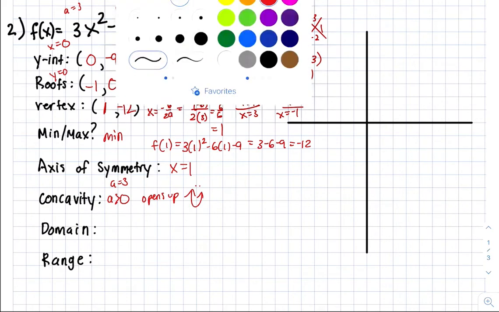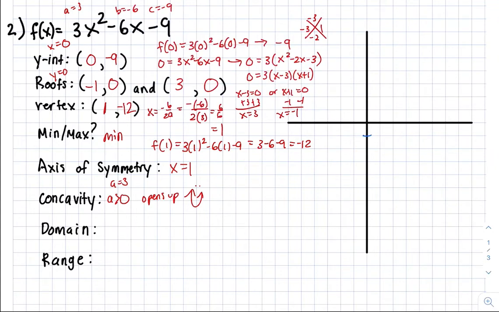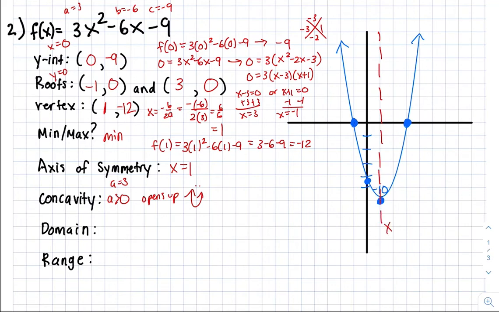Okay, so let's graph. 0 comma negative 9. I'm just going to do these by 2's. So 0 comma negative 9 is right there. My roots, so negative 1 comma 0, 3 comma 0, and our vertex 1 comma negative 12, which is right there. And there is your guys' graph. Oh, and I need to graph the axis of symmetry, which is x is equal to 1.